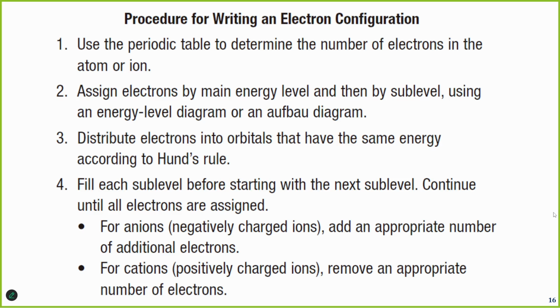Okay, so let's make a summary here. This is a procedure for writing an electron configuration. First, use the periodic table to determine the number of electrons in the atom or ion. Second, assign electrons by main energy level and then by sublevel using an energy level diagram or an aufbau diagram. Then distribute electrons into orbitals that have the same energy according to Hund's rule. Last, fill each sublevel before starting with the next sublevel, continuing until all the electrons are assigned. For anions, or negatively charged ions, add an appropriate number of additional electrons. For cations, or positively charged ions, remove an appropriate number of electrons.